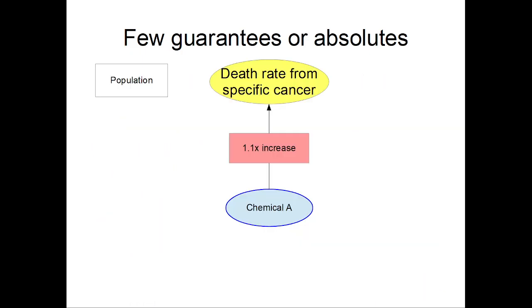So for another more tangible example, let's say we're investigating the death rate from a specific cancer, and more specifically, we're investigating the effect that some chemical, say chemical A, has on the death rate from this specific cancer. And we see that people who have chemical A in their body have a 1.1x increase in the death rate from this specific cancer at the population level.